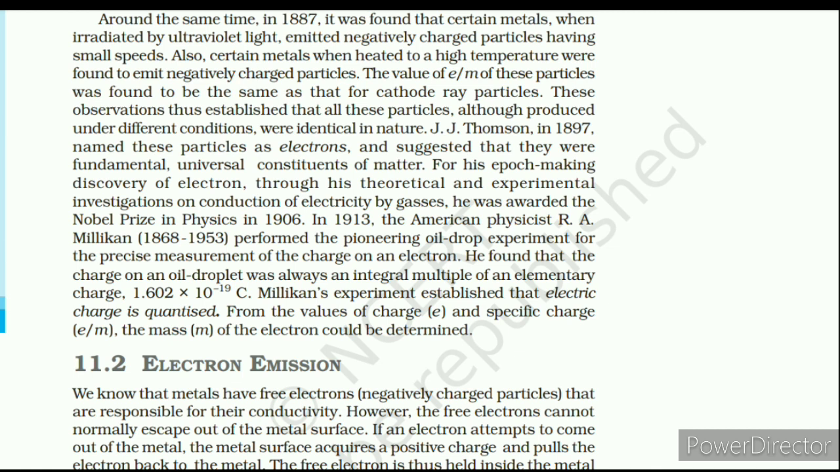Millikan measured the charge on an electron. He found that the charge on an oil droplet was always an integral multiple of an elementary charge, 1.602 × 10^-19 coulomb. Millikan's experiment established that electric charge is quantized. From the values of electric charge and specific charge, the mass of the electron could be determined.